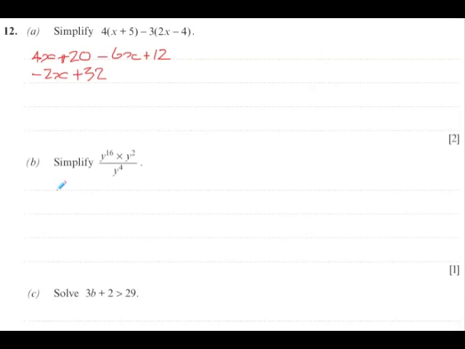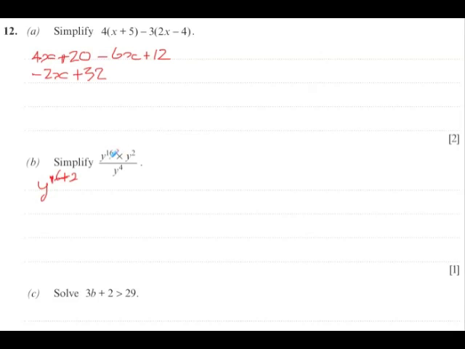Here we're simplifying powers. Now, when you multiply two powers together, such as this, it's basically saying y to the power 16 plus 2. When you're multiplying, remember, though, these have got to be the same, so those are both y, so we can actually do that.